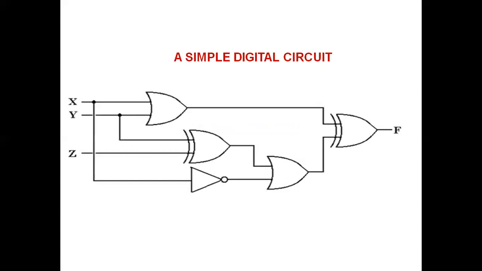Now, you see this one. This is a logic diagram of a simple digital circuit. How many gates do we have? 5 gates. What are these gates? OR gate, XOR gate, NOT gate, again OR gate, and XOR gate. What are the inputs for this digital circuit? X, Y, Z. And what is the output? F. It is a simple digital circuit.